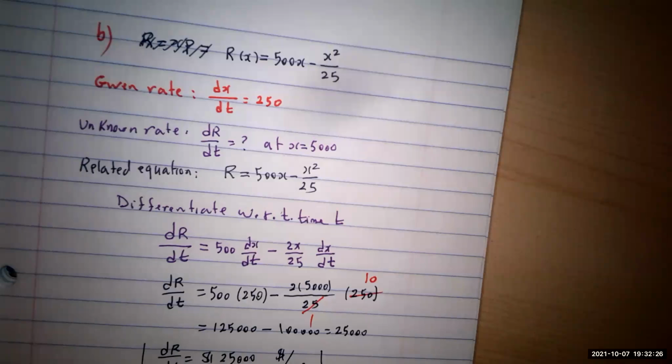Is the answer 125,000 or 25,000? Which one? The answer at the bottom, the dR divided by dt.